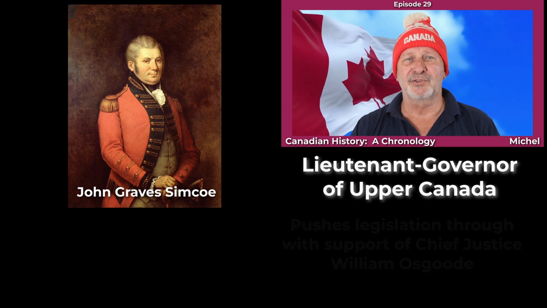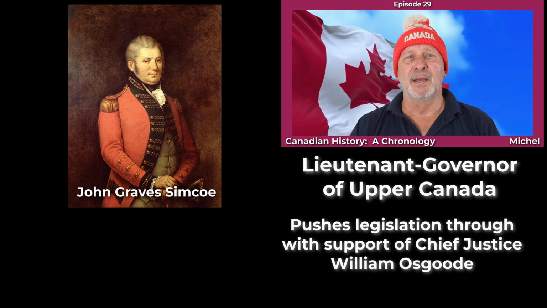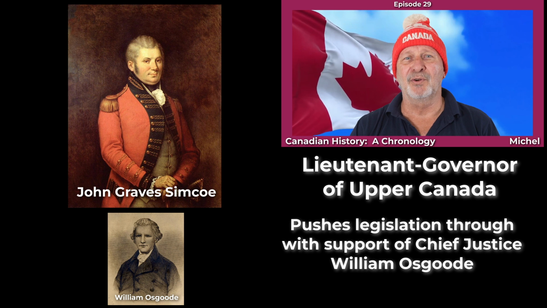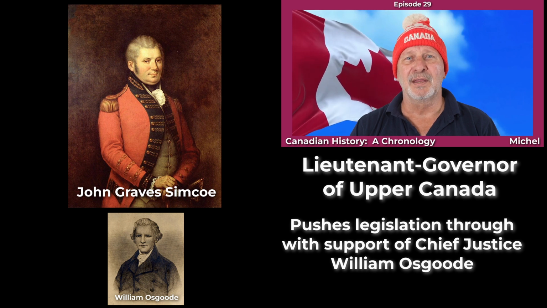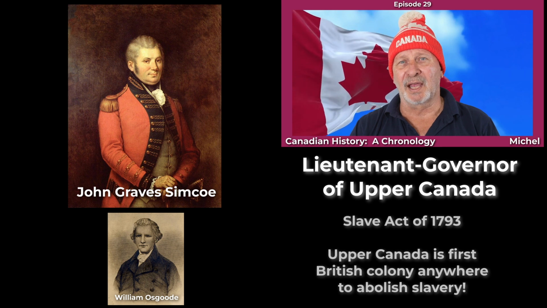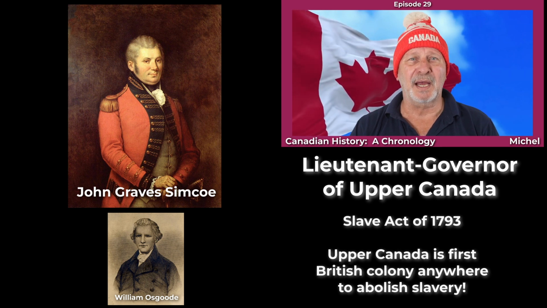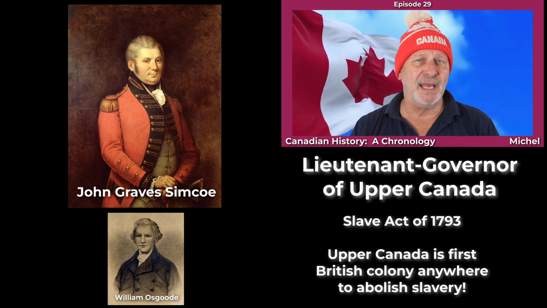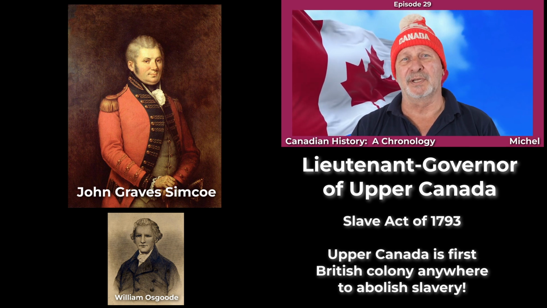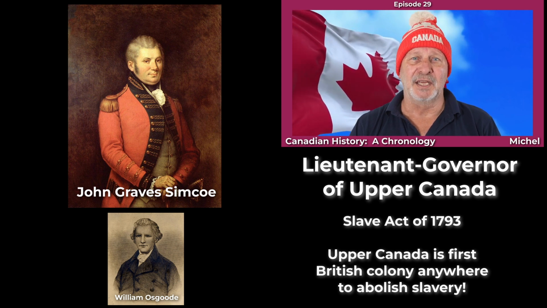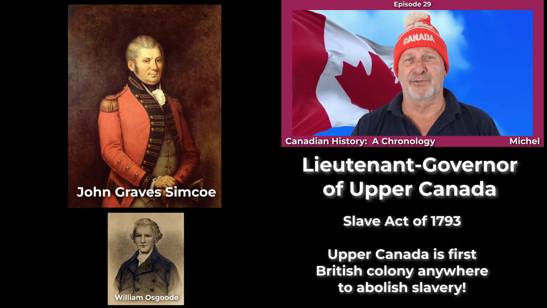Well, in the face of strong public opposition, but with the support of Chief Justice William Osgood, Simcoe forced legislation through that banned slavery in Upper Canada. The Slave Act of 1793 was passed, making Upper Canada the first British colony anywhere in the world to abolish slavery. Unfortunately, the act did not free existing slaves, it just banned any future slave trade.